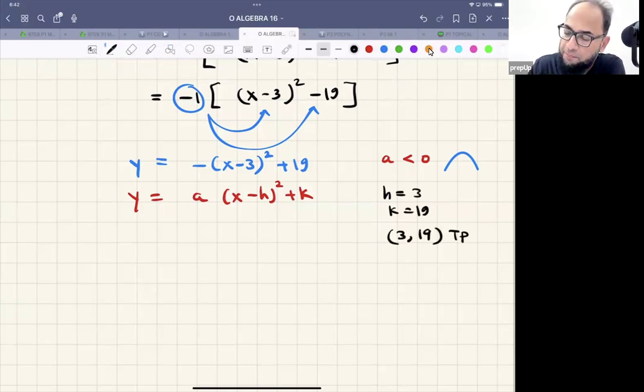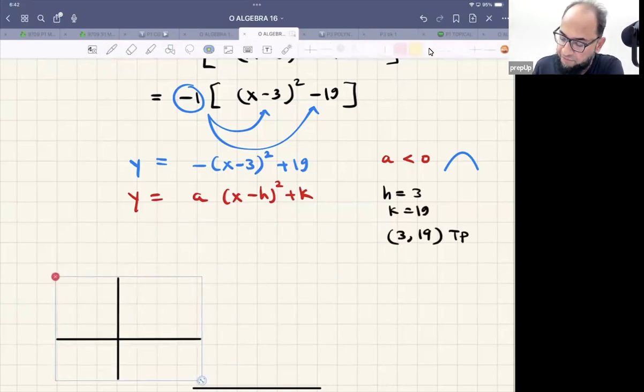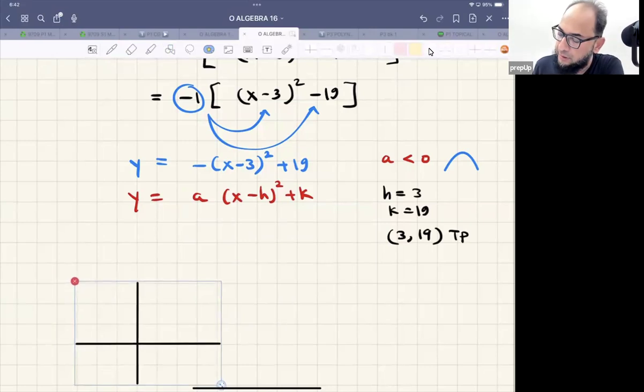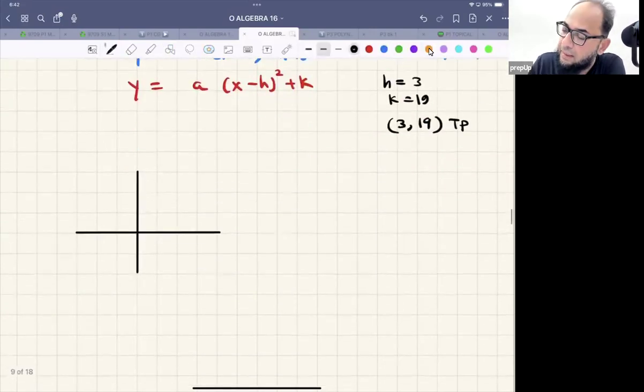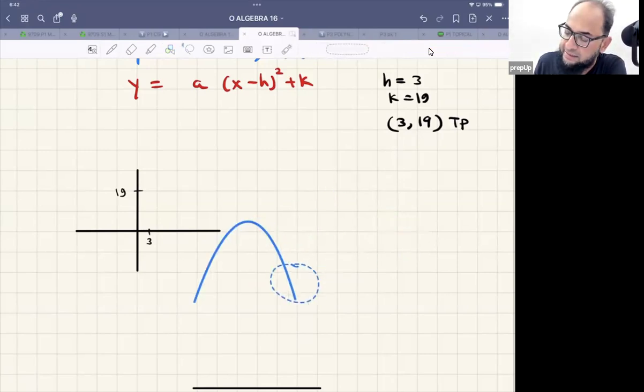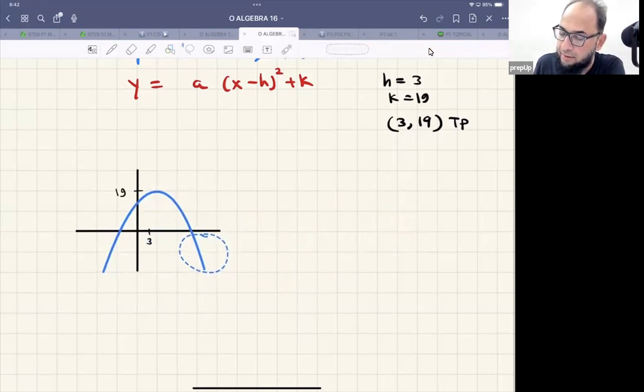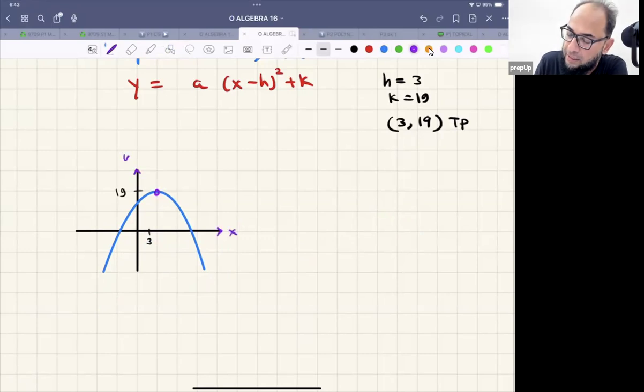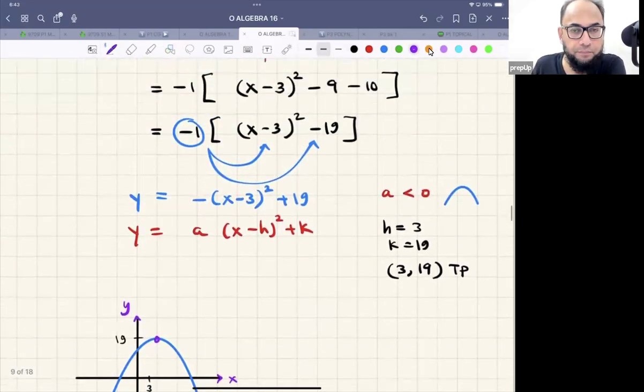We have the shape and we have the turning point. So (3, 19), that goes like this. This is 3, this is 19. It's upside down. So let me draw it in blue color. Let me take this thing right over here. Let me mark this thing. That is the turning point. That is X, that is Y, and that's how the graph is drawn.